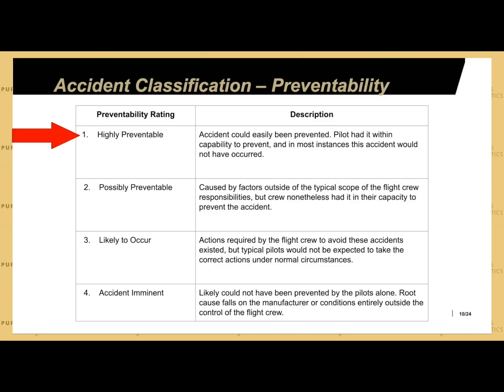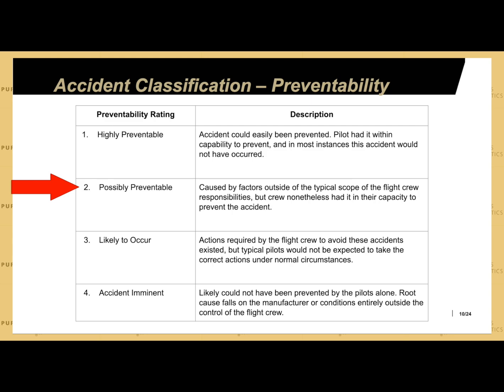The first one is highly preventable, which is a case where there's no malfunction of the automation system and the main cause of the accident is simple human error. The next level is possibly preventable. For this level, pilots have the ability to take corrective actions even though deviations or errors were caused by outside factors.